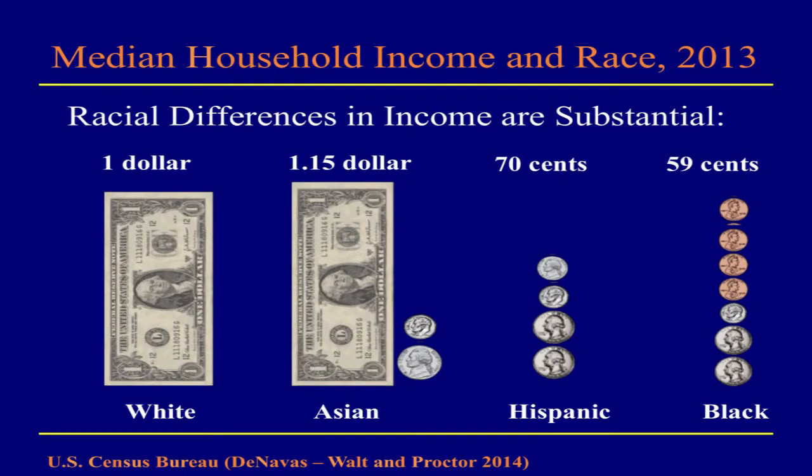Ask for money. So if that's true, let's look at median household income by race in 2013. Racial differences in income are substantial. For every dollar a white person makes, Asians make $1.15. Hispanics make 70 cents, and blacks make 59 cents. So if income correlates with health, right away, you see a problem.